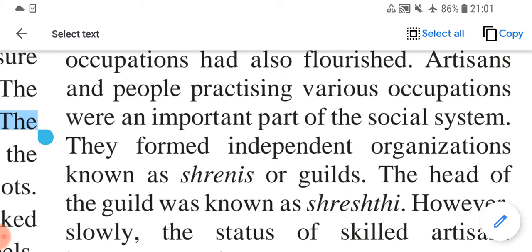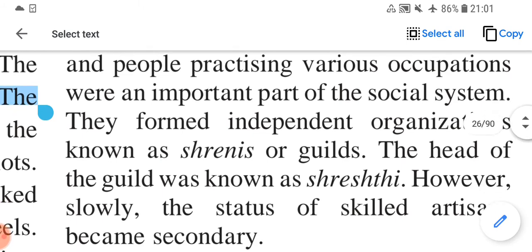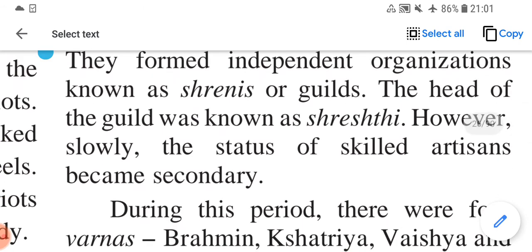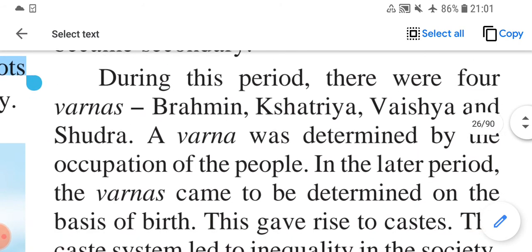The head of the guild was known as Shreshthi. However, slowly the status of skilled artisans became secondary.